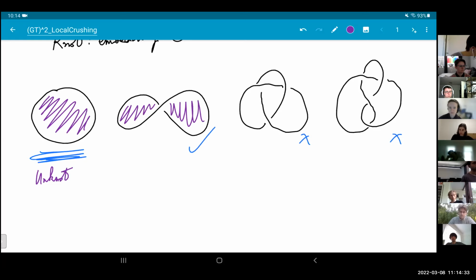So what we're going to do basically is somehow get a computer to search for this disk. If the computer finds the disk, it's the unknot. And if it doesn't find the disk, it's not the unknot. That's the idea.